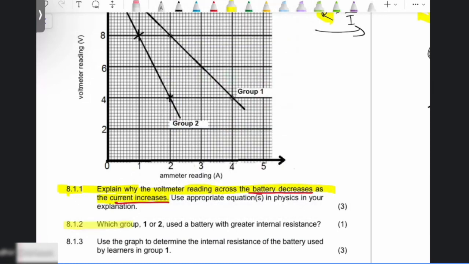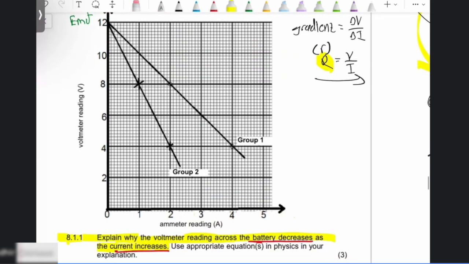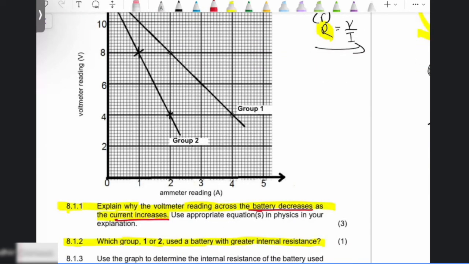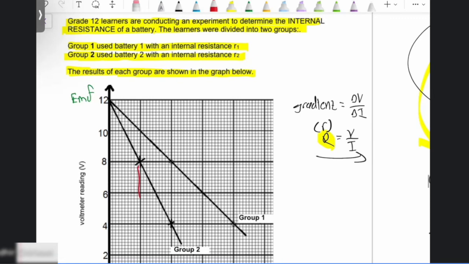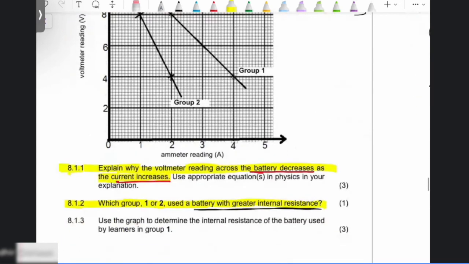8.1.2 says: which group, 1 or 2, used the battery with greater internal resistance. So guys, remember, if you want to know which one has a greater internal resistance, we need to deal with the gradient. Steeper gradient would mean greater internal resistance. Whichever gradient is steeper would have a greater internal resistance. So the steeper gradient here is obviously going to be group 2. Group 2 has the steeper gradient.